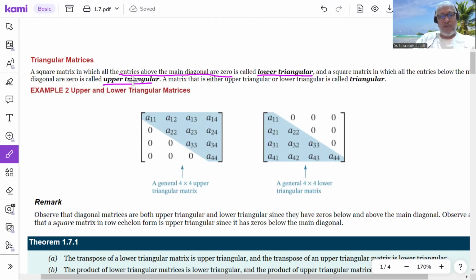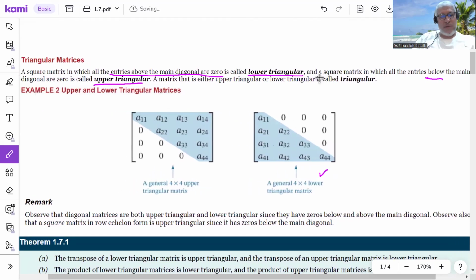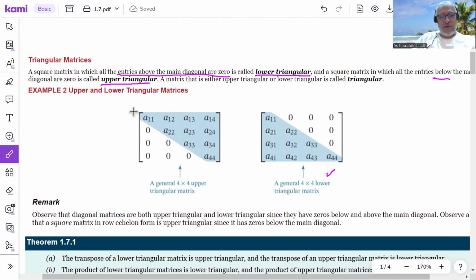What about the main diagonal itself? Nothing mentioned. What about the entries below the main diagonal? Nothing mentioned. So only the entries above the main diagonal should be zero. Then we call it lower triangular. So this matrix is lower triangular because the elements above the main diagonal are zero. If the entries below the main diagonal are zero, then we call it upper triangular. So look below the main diagonal.